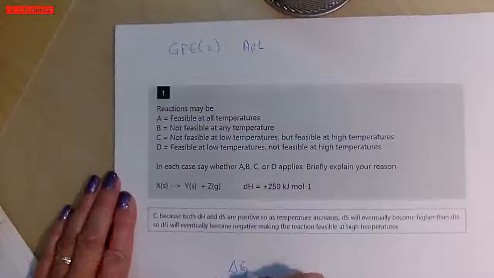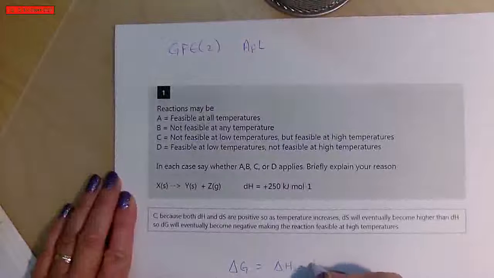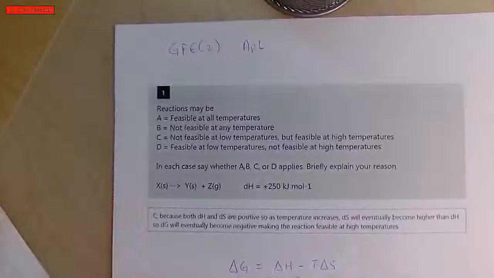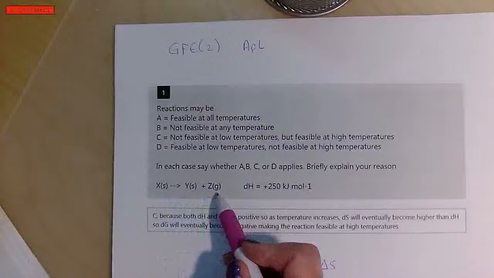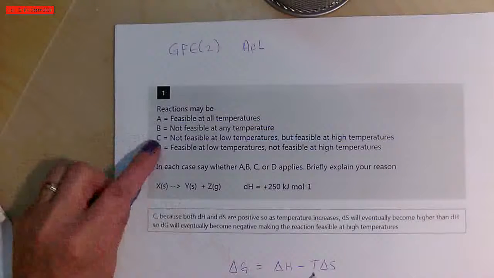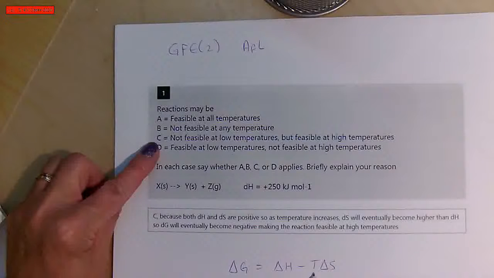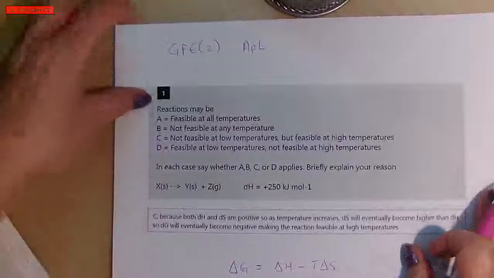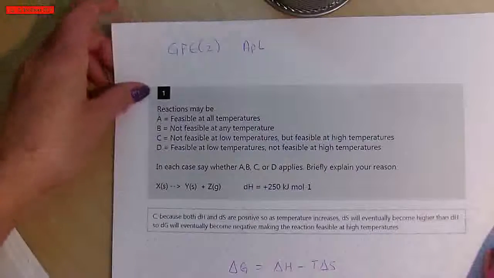So if we consider the expression delta G equals delta H minus T delta S, delta H is positive. We know that delta S is going to be positive. So in order to make delta G negative, because that's when something's feasible, we need to make this term bigger than that term, and it will only happen when the temperature is as high as feasibly possible. So C is the answer. It's not possible at low temperatures, but it is at higher temperatures. So C was the answer, and that was the explanation for it.